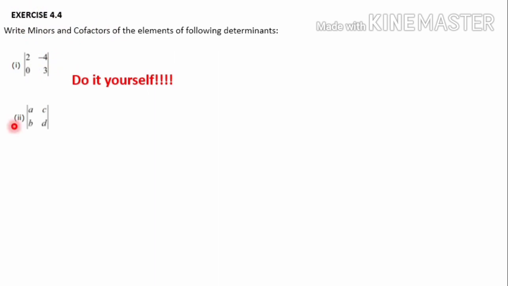The next question is question number 2, that is determinant A, C, B, D. Let's recall how to write the minor. The minor of an element Aij is Mij. So here the first element, that is M11, the minor of element A11, is here. If you take A, the first row and the first column are eliminated and the balance is only one element, that is D. So the minor of element A11 is equal to D.